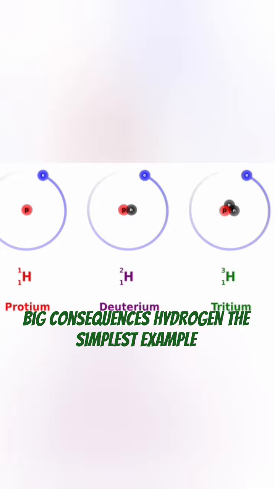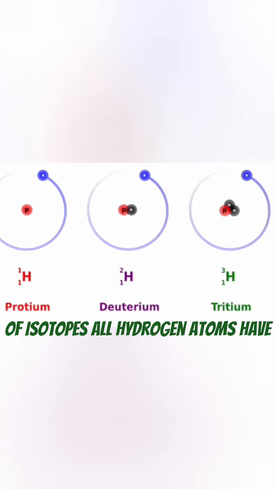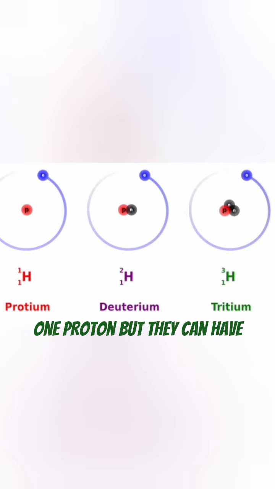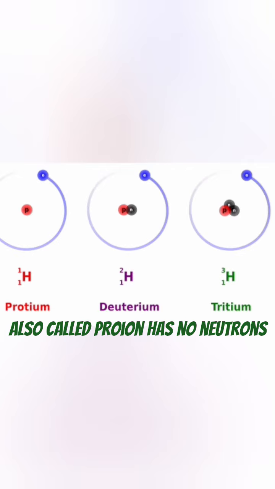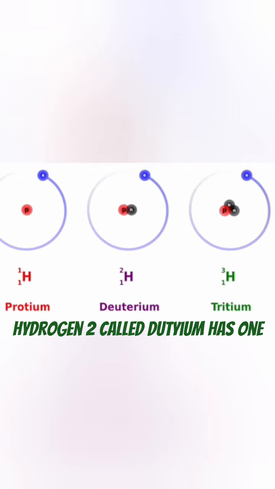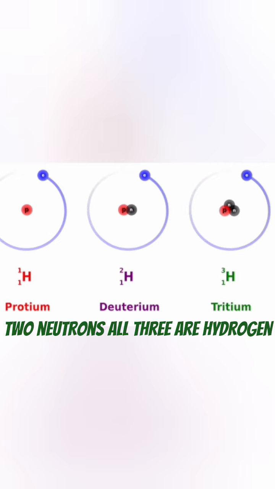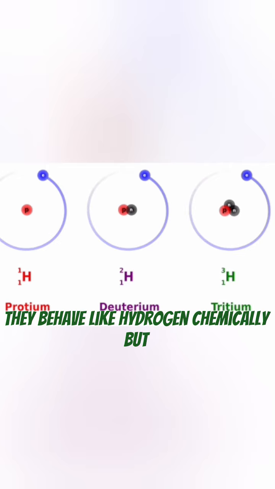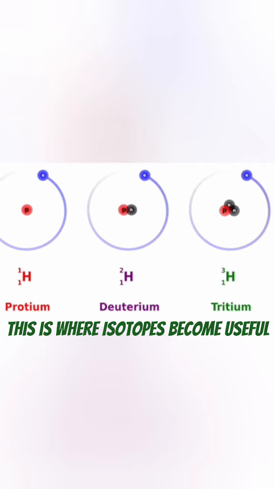Hydrogen. The simplest example. Hydrogen is the simplest atom in the universe and the best example of isotopes. All hydrogen atoms have one proton, but they can have different numbers of neutrons. Hydrogen-1, also called protium, has no neutrons. Hydrogen-2, called deuterium, has one neutron. Hydrogen-3, called tritium, has 2 neutrons. All three are hydrogen. They behave like hydrogen chemically, but their nuclei behave very differently. And this is where isotopes become useful.